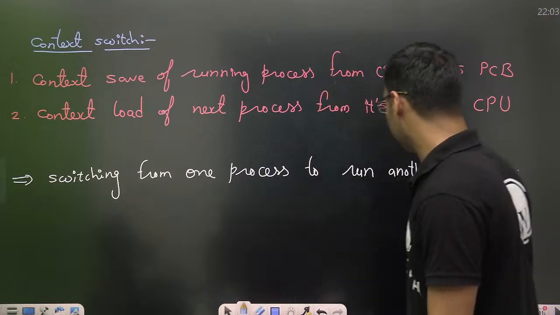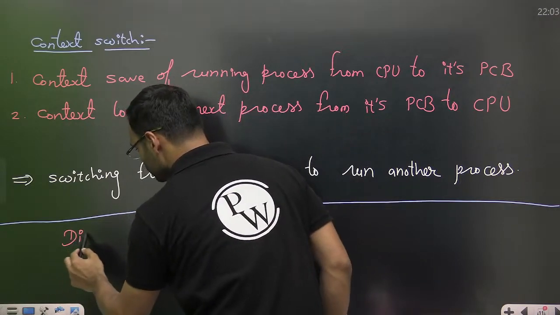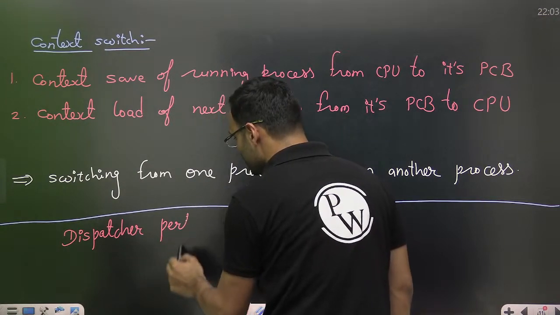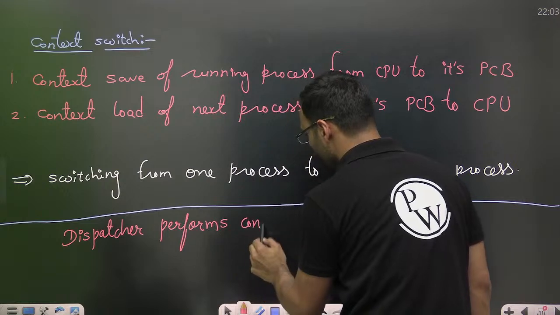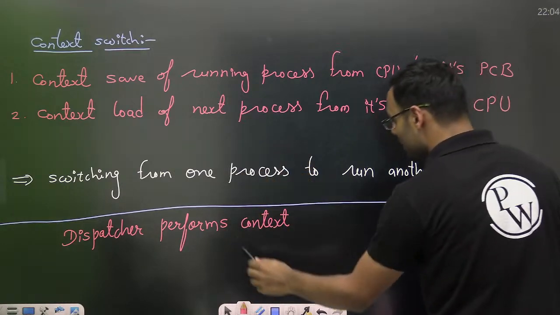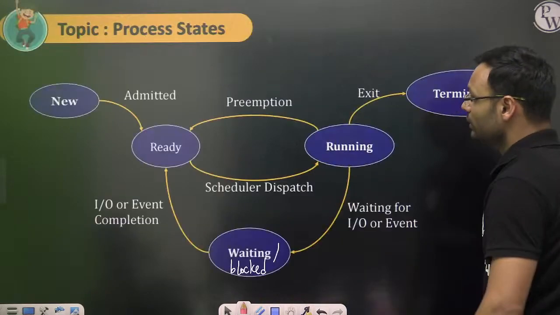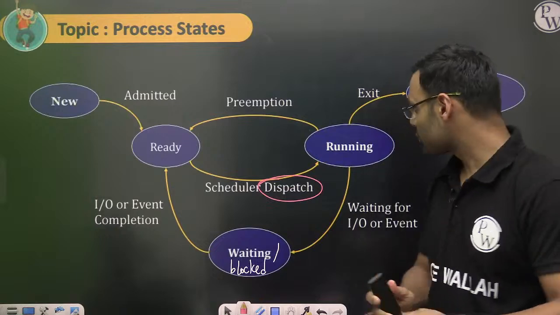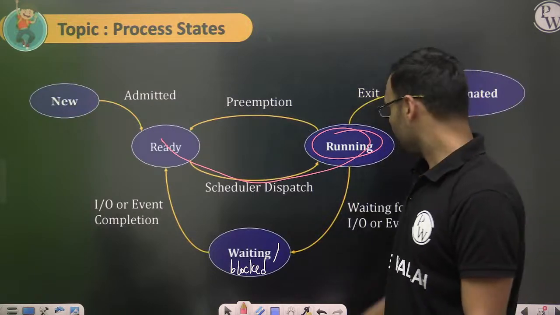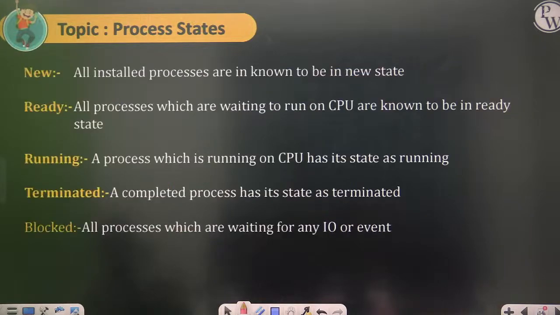One particular thing I should write here. There is a particular thing called the dispatcher. Dispatcher is that particular thing which performs context switch. Taking a process inside the CPU, taking it out of the CPU, the context switch is performed by the dispatcher. That is why I have written here dispatch. Just because when a process is taken from ready to running state, the dispatcher will do that. That's why that word is there, dispatch. Fine. Okay.